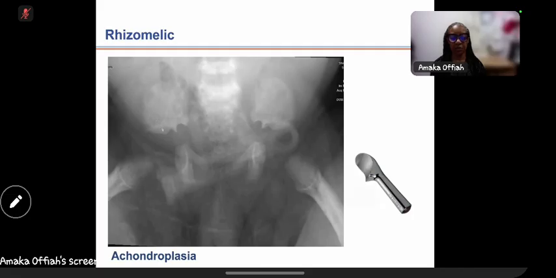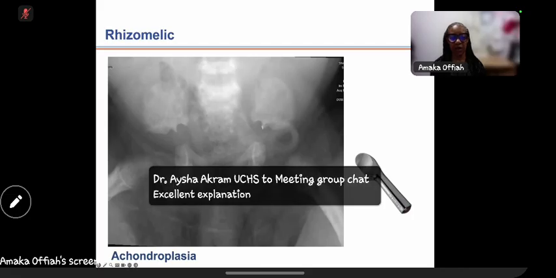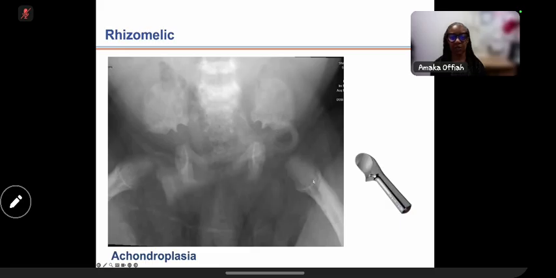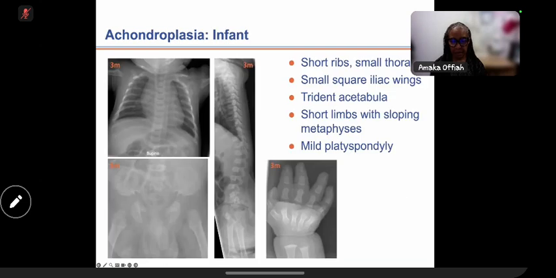The short rib polydactyly syndromes are the other conditions that will give you a trident acetabulum, but they will not have this ice cream scoop. To be fair, I don't know another condition that gives you this appearance. I would go as far as saying that it's pathognomonic of achondroplasia.